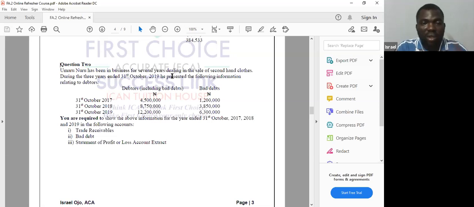During the 3 years ended 31st October 2019, he presented the following information relating to the debtors. The figure given to us for debtors includes bad debt, while we now have the figure for bad debt in the second column. Then we have 2017, 2018, and 2019. So we are required to show the above.